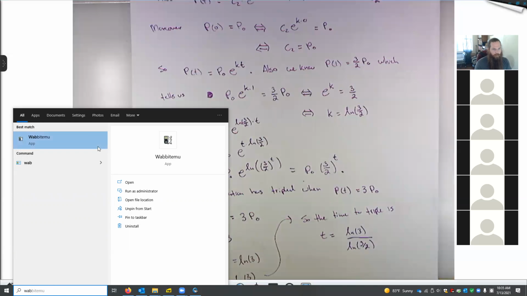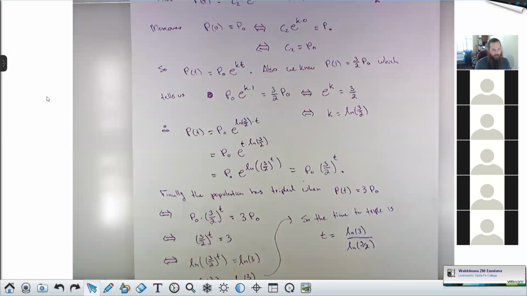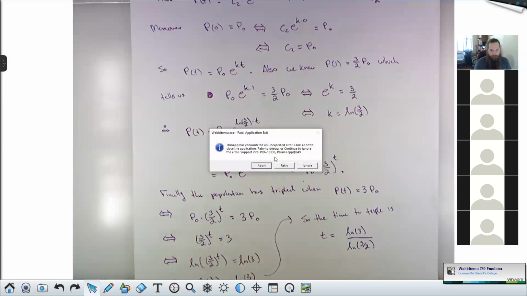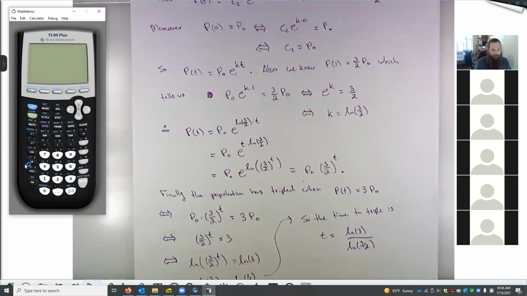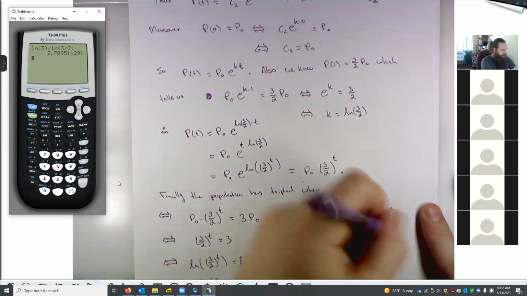I'm going to have an emulator here for the TI-84. So let's see if it works. So what we need is the natural log of 3 divided by the natural log of 3 halves. About 2.7 hours.